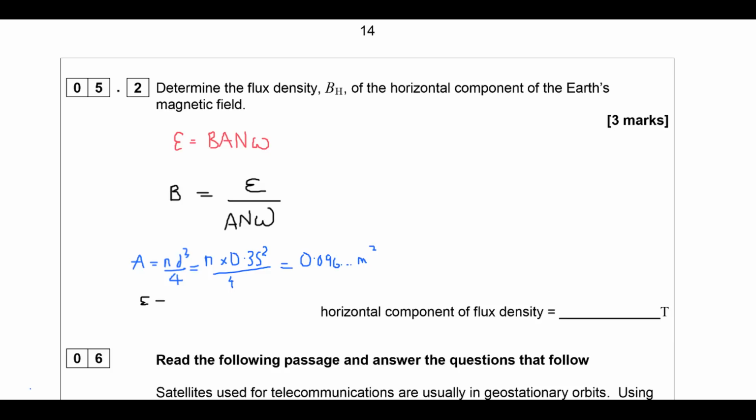From the graph, the maximum EMF we can read off is 5.6 volts, and the angular speed is equal to 2 pi f. We were given f is 1.5, so we can do 2 times 1.5, so that's actually 3 pi. So what we can do now is calculate our field strength. We had a total number of turns of 500, so let's multiply the area by 500, times by 3, times by pi. And we do 5.6 divided by all of that, and that gives you a field strength of 0.012 Tesla there, which is the unit of field strength. So that's what you've got there.